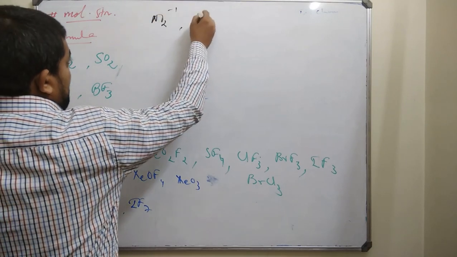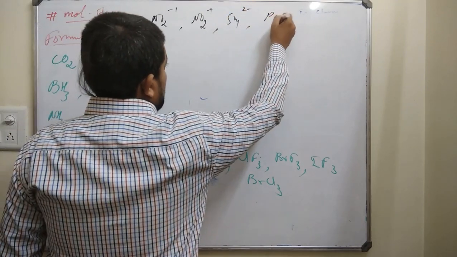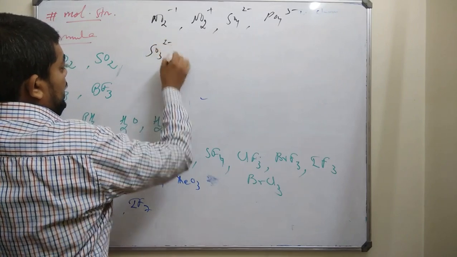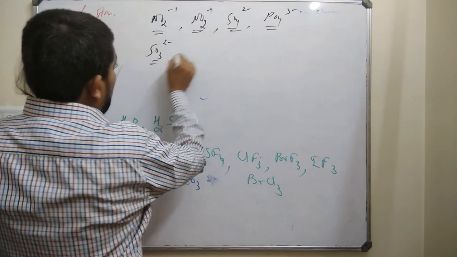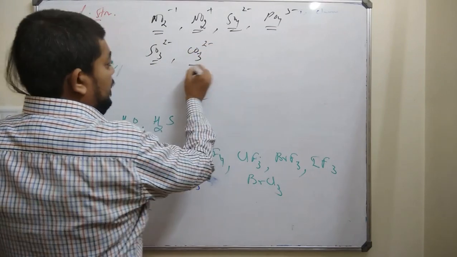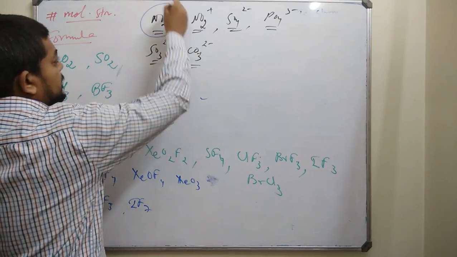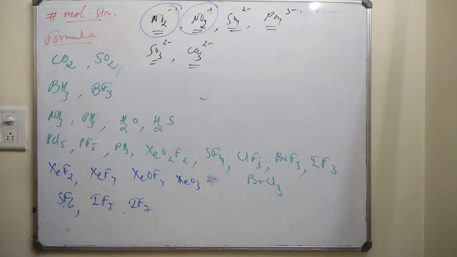NO2 minus, NO2 plus, SO4 2 minus, PO4 3 minus, SO3 2 minus. They will also always give you a correct answer. Let us take one random example, NO2 minus and NO2 plus. This combination in the form of hybridization has been asked several times.